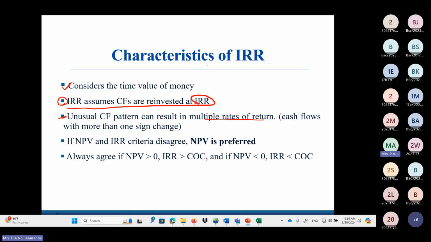Here we discussed only the conventional type project, but projects are not always conventional. When there are multiple cash outflows and inflows, likewise for unconventional type projects, the multiple IRR issue can be seen. The multiple IRR issue means you are getting two IRRs.